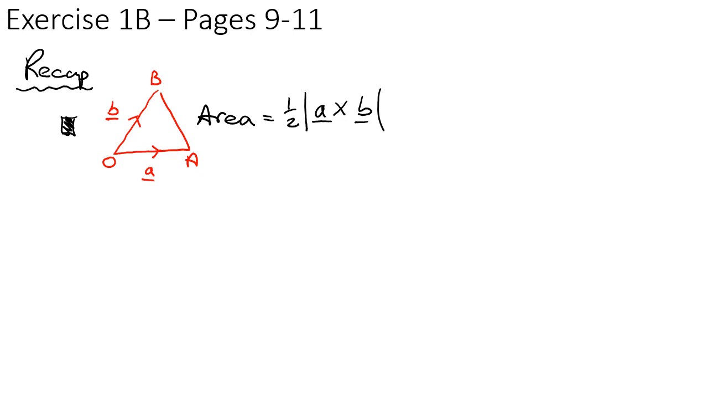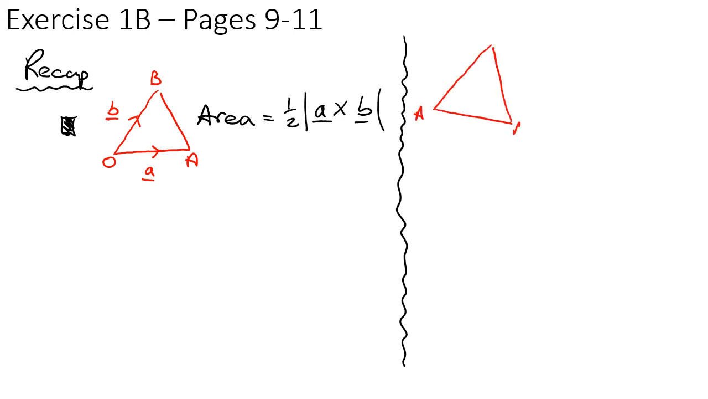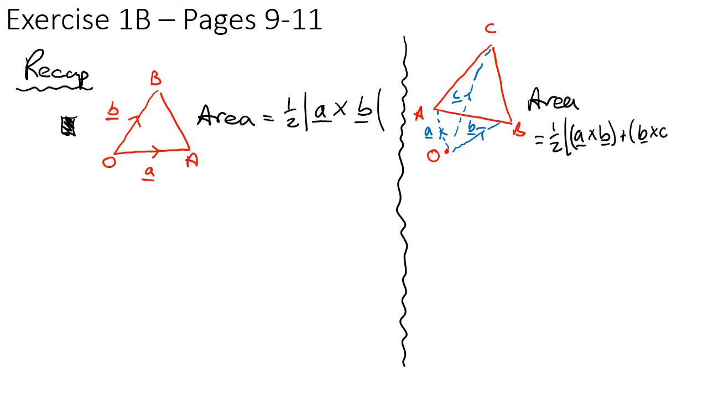If instead what we have is a triangle like this, and we've got A, B, C, and relative to the origin, these are the vectors A, C here, and B here. Then this area, slightly different formula, is equal to half A cross B plus B cross C plus, gonna run out of space, C cross A, like this.